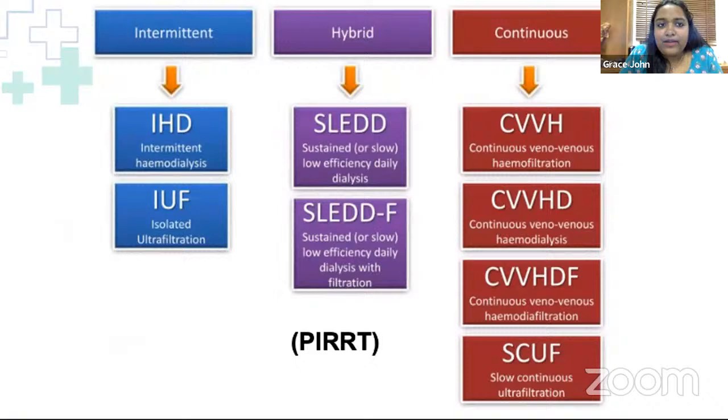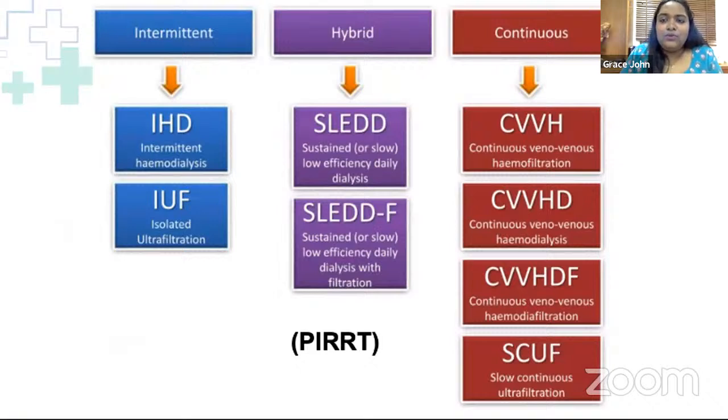And in patients who can't be put on continuous renal replacement therapy, but also can't be put on intermittent replacement, we have a hybrid therapy, wherein instead of 3 to 4 hours, we might do it for 6 hours or 8 hours or up to 12 hours. This is called SLED, that is sustained or slow low-efficiency dialysis. You have filtration also in that, and it is alternatively called PIRRT.